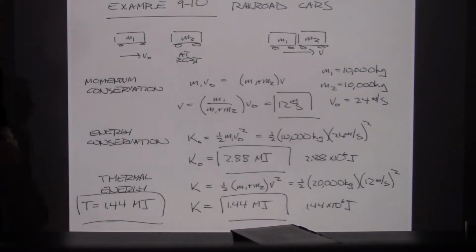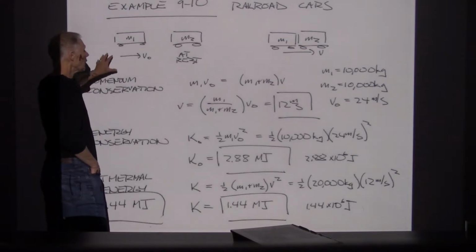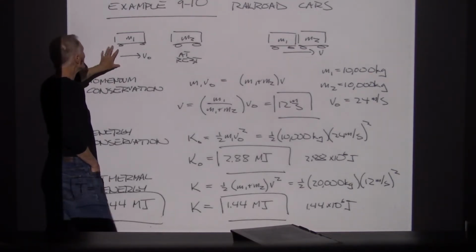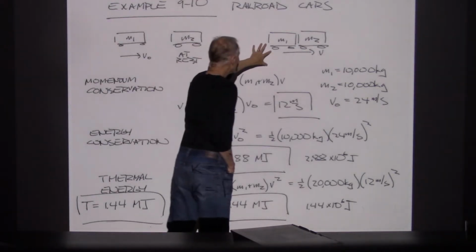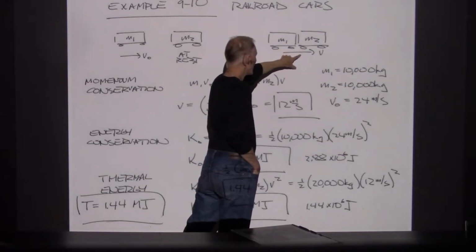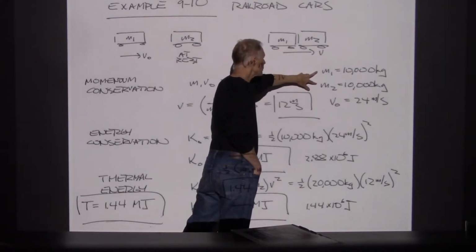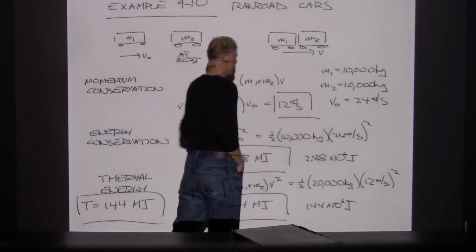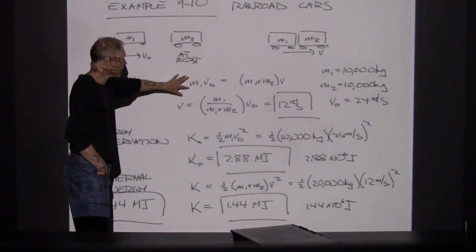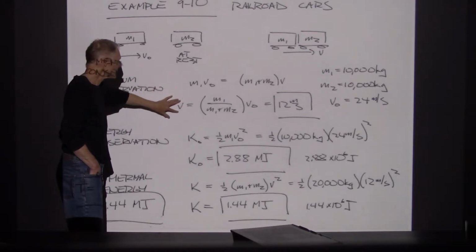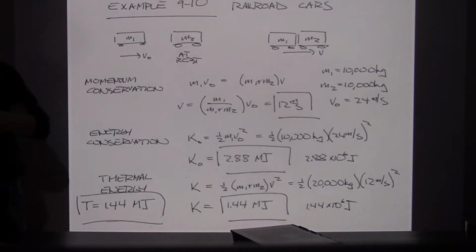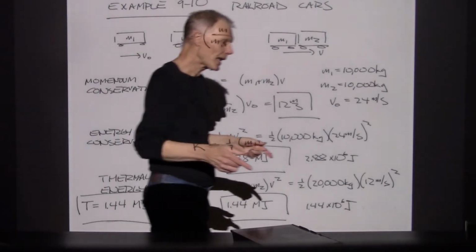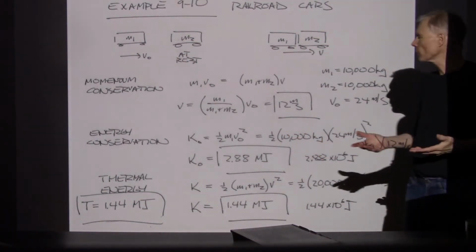So let's go back and review what happened here. The momentum conservation, if you remember, said that m1 v naught plus 0 is equal to (m1 plus m2) times v. Now m1 and m2 were 10,000 kilograms, v naught was 24 meters per second. When we solve the momentum equation, it tells us that the two cars together are going to head off at 12 meters per second. So we've got the speeds before, the speed after, and we know how much mass we have in each one of the objects.